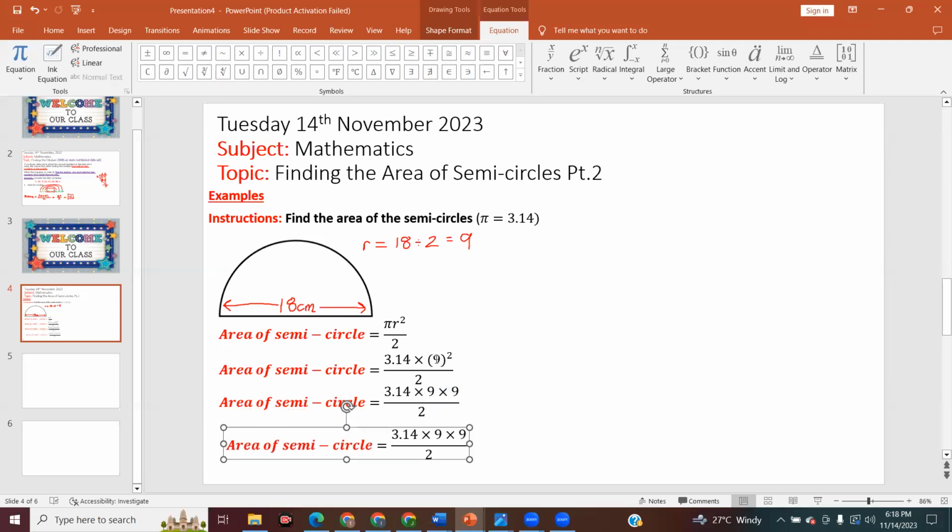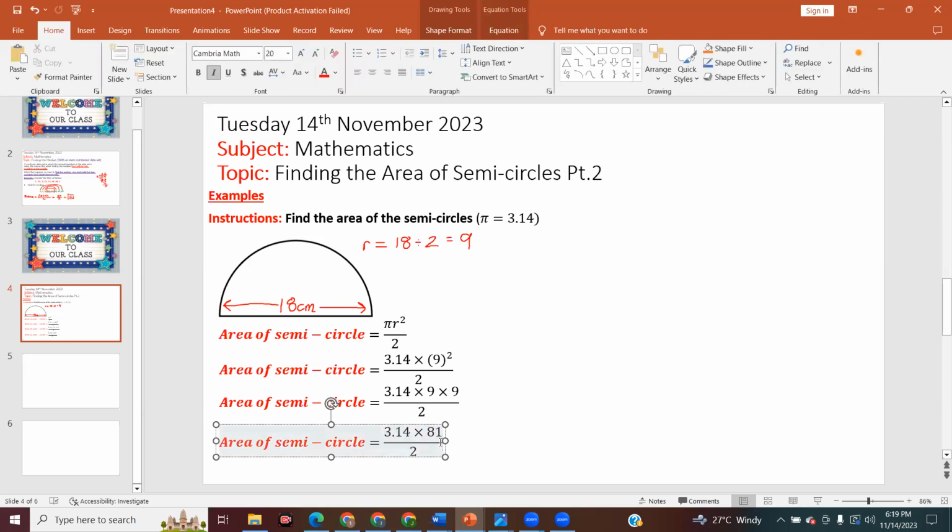So what did we do here? We said 9 squared, and 9 squared is 9 times 9. And we know 9 times 9 is 81. Are we done? What do we have to do now? No, sir, we are not done. We have to multiply 3.14 times 81. Hopefully everyone in there can multiply. Can everyone multiply those two numbers?